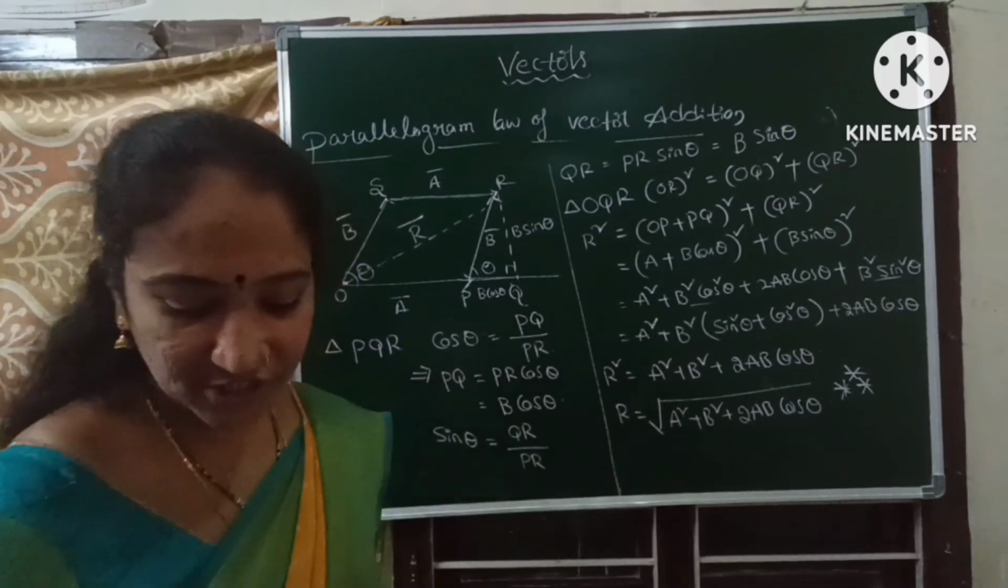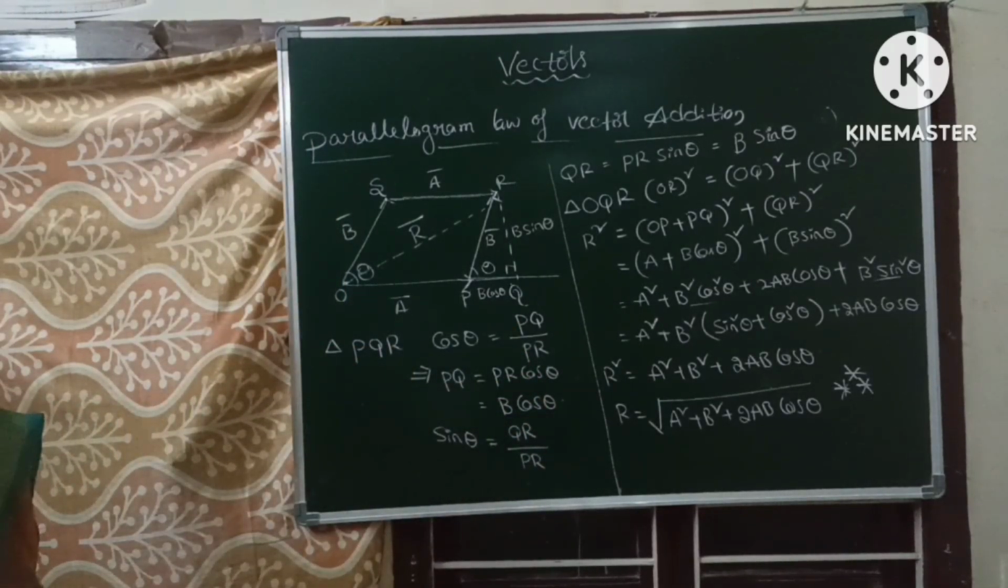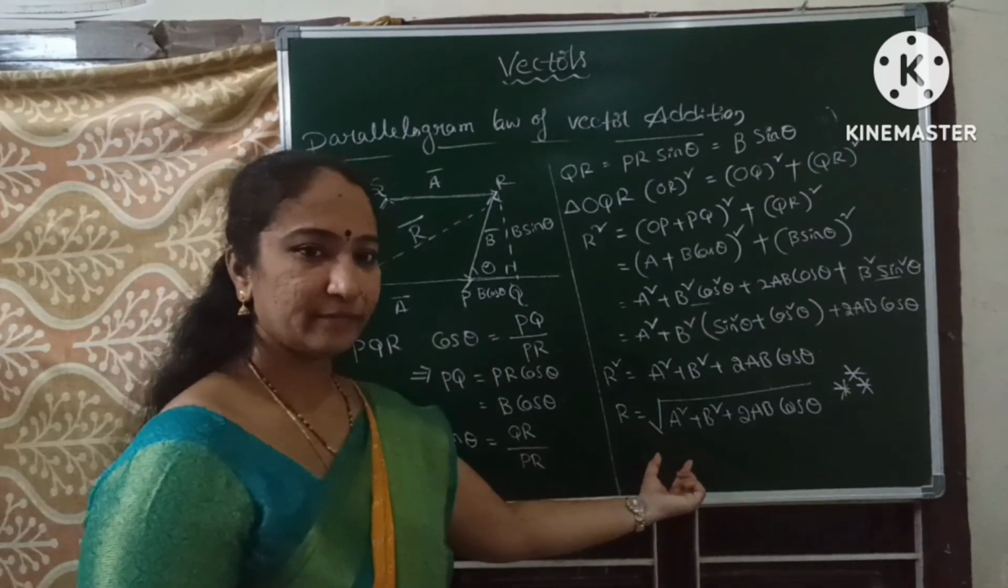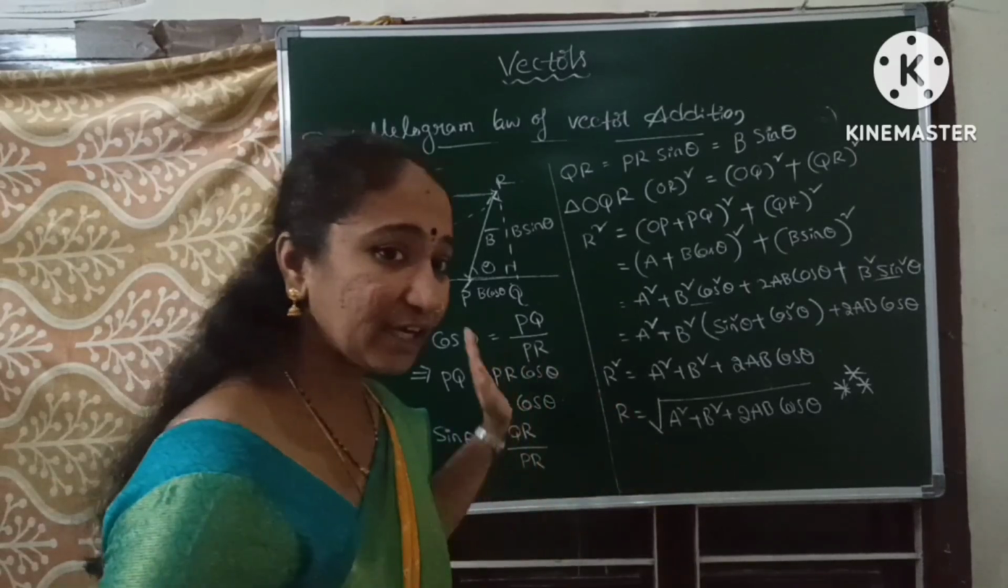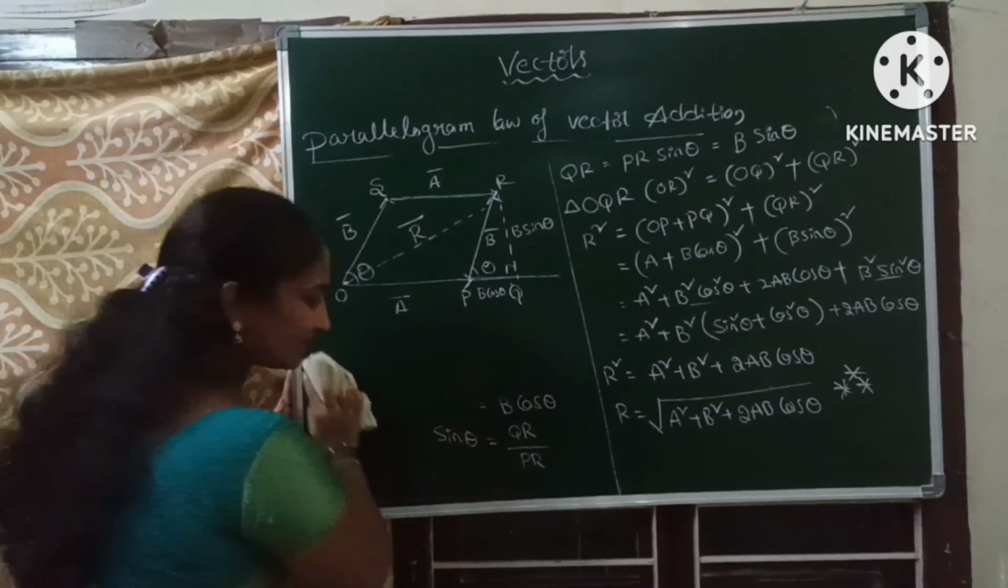So now, in which direction is this resultant? In which direction is the resultant? We will get R. The magnitude we have got, now in which direction is the resultant? Now we have to calculate the resultant by the same triangle.